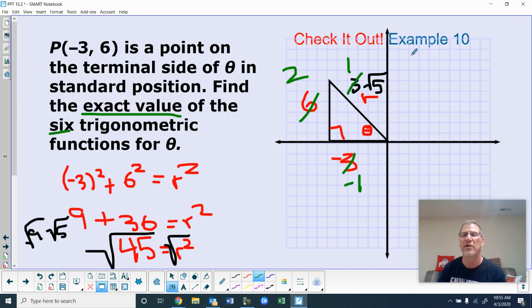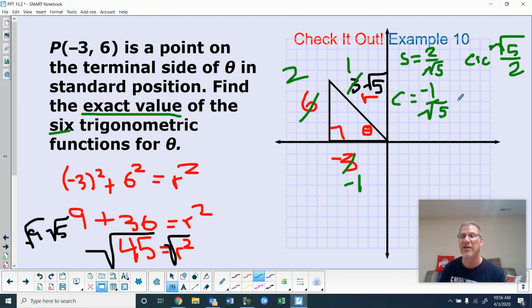Okay, so sine is opposite 2 over hypotenuse radical 5. And then rationalize it. I'm not going to do that to save time. The cosecant would be negative. No, it's not negative, sorry. It's radical 5 over 2. It's not a negative sign, that's just a radical. Okay? Cosine is negative 1 over radical 5, adjacent over hypotenuse, x over r. And then rationalize it, and then secant, SEC, would be radical 5 over negative 1.